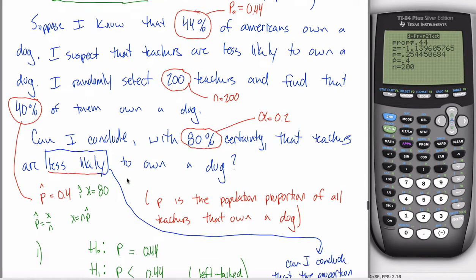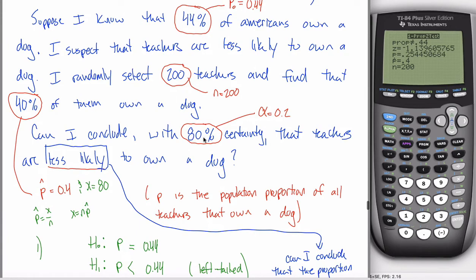And what we're supposed to do is test this claim with 80% certainty. And so if we're testing with 80% certainty, that means alpha is 20%. And the claim that we're testing, it's referred to up here, but then it's stated more explicitly down here. Essentially, it's that teachers are less likely to own a dog, less likely being the important phrase in here that's telling me that's a left-tailed test.